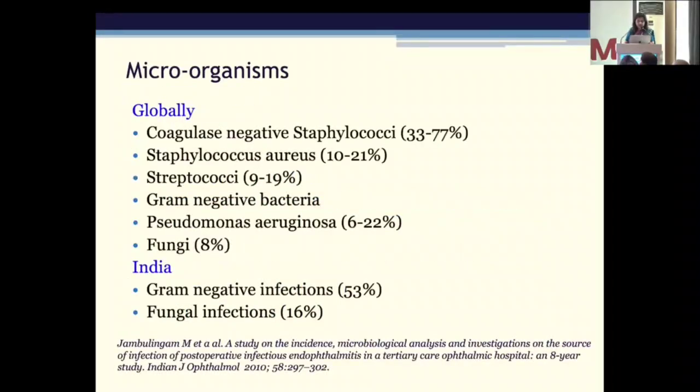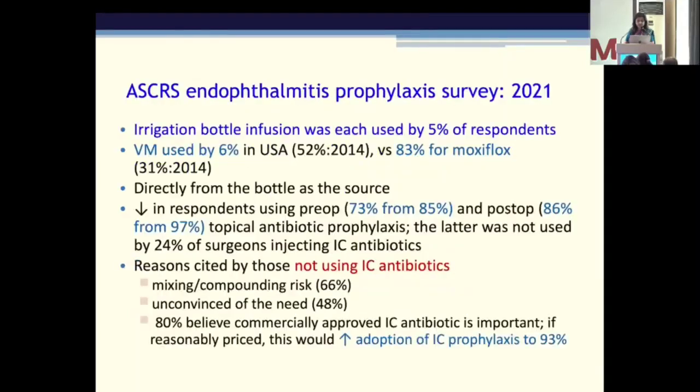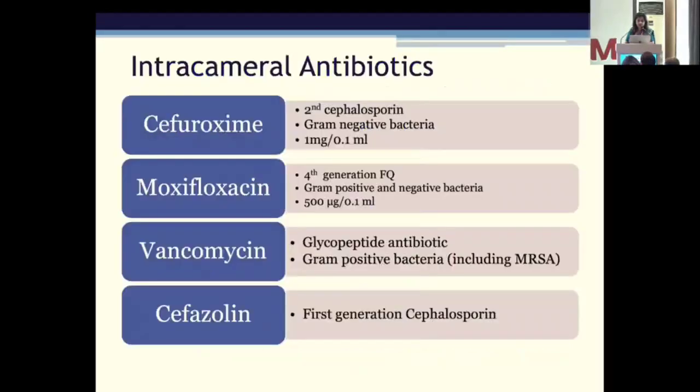In recent studies, it has been shown that in India, gram-negative infections and fungal infections are more important as compared to coagulase-negative staph, which occurs more globally. But staph, both coagulase-negative and staph aureus, are the commonest organisms for which measures have to be taken. In the 2021 AIOC MTC endophthalmitis prophylaxis survey, 66% of respondents said that they use intracameral antibiotics, and 80% believe that a commercially approved intracameral antibiotic is important. If reasonably priced, this would increase adoption of intracameral prophylaxis to 93%.